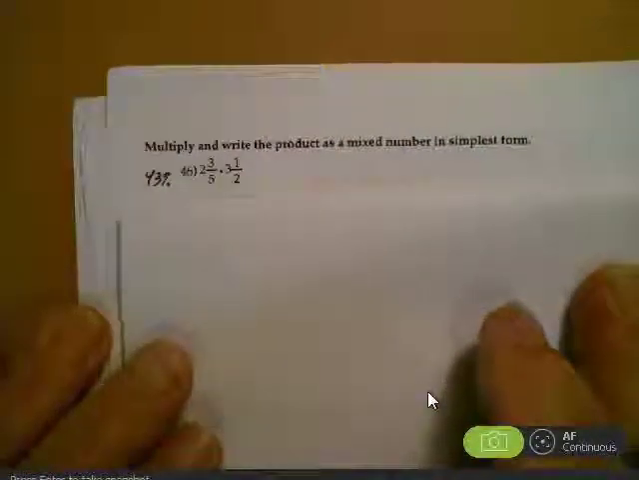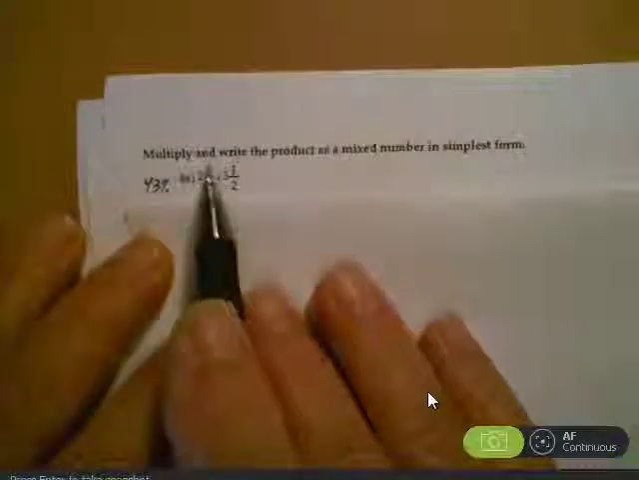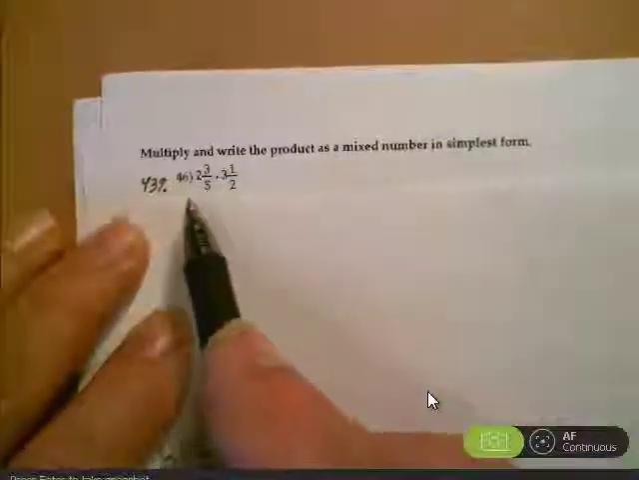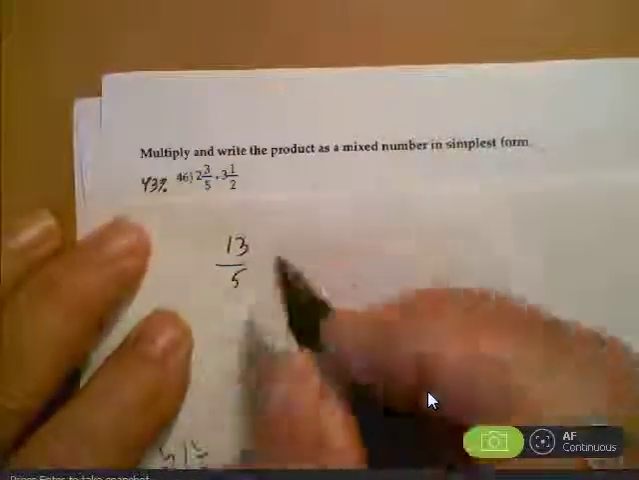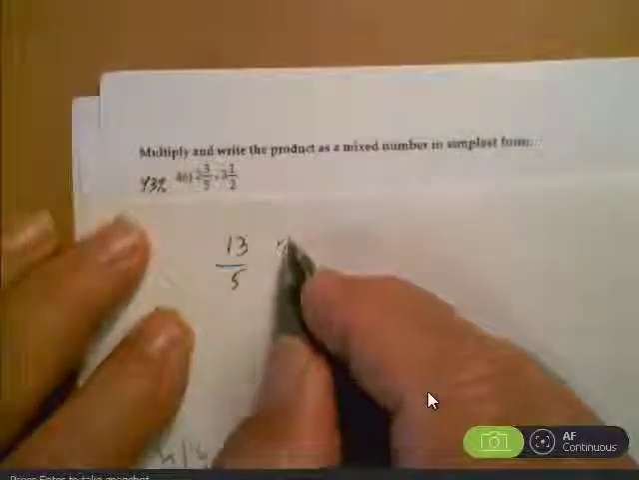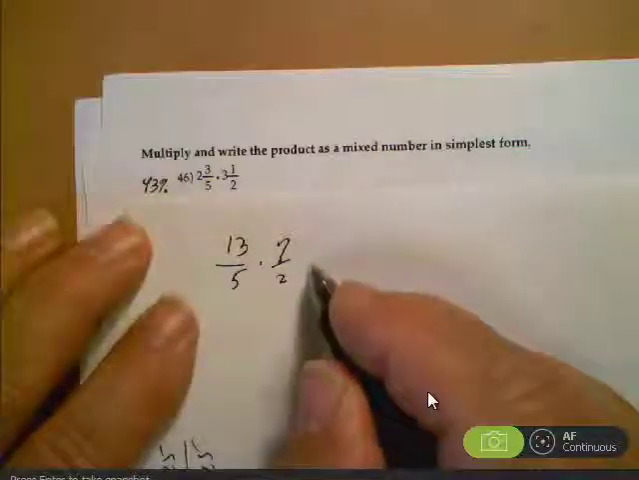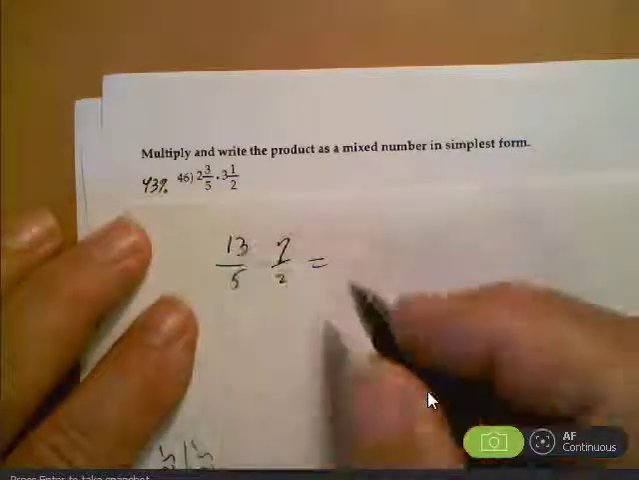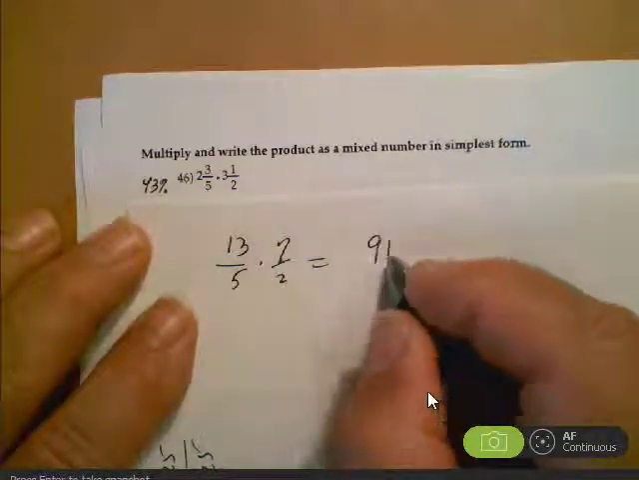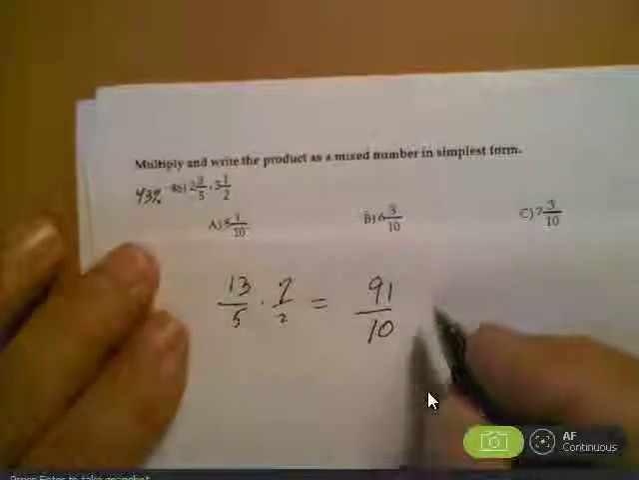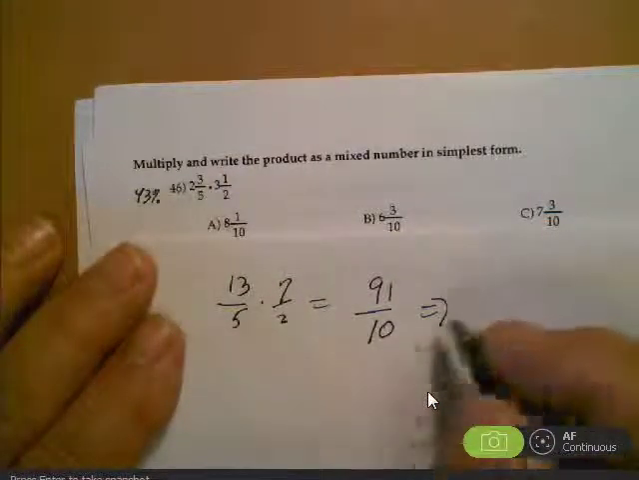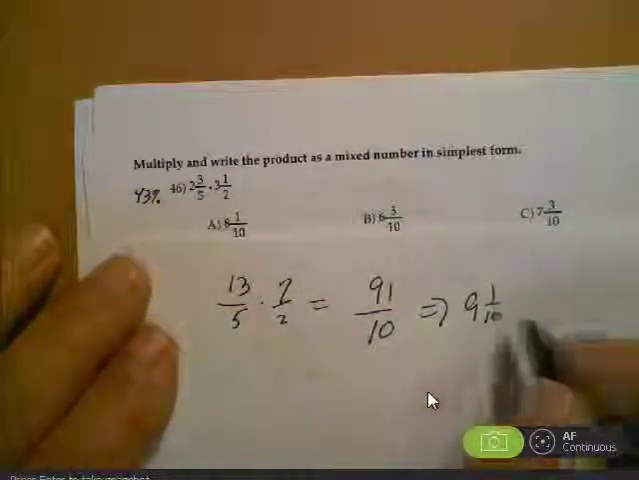So again, it's fractions. This is improper. Needs to be improper, improper. 5 times 2 plus 3, 13 over 5. 7 over 2. Nothing in common. 13 times 7 is 91 over 10, 91 tenths. Write as a mixed number. Mixed number, that's 9 and 1/10.